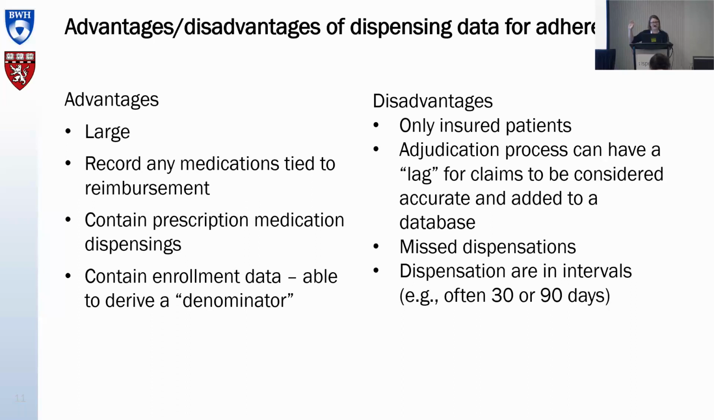And then lastly, the fact that in these data, refills are typically 30 or 90 days for chronic medications in particular. The fact that these are intervals makes it so difficult to look at things over the short term, and that we're typically looking at things for adherence for 6 months or 9 months.